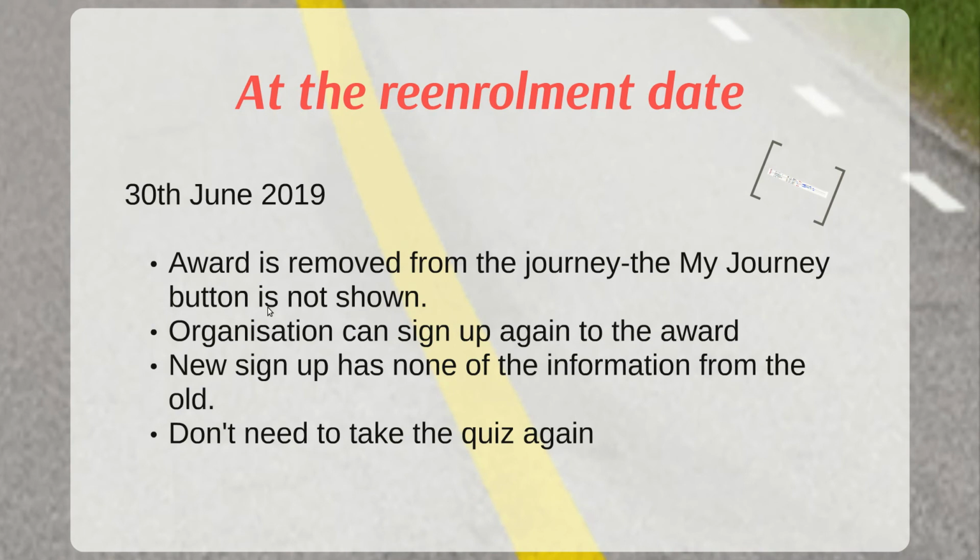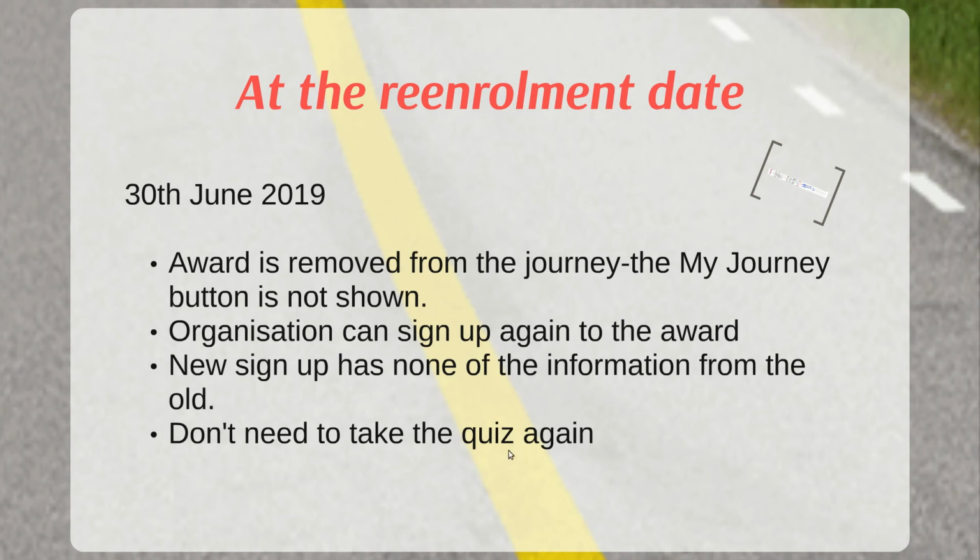Now, a year later, on the 30th of June 2019, we hit this re-enrolment date. And a couple of things happen here. First of all, the award is removed from the journey. The My Journey button disappears, as we'll see when we look at the screen. The second thing that happens is organisations can sign up again to the award. So we'll see a sign up button appear on the award. And we will find that when we sign up that they have a clean new award. They have none of the information that they had in the old one. And just a note for ECEs, they won't need to take the quiz again.